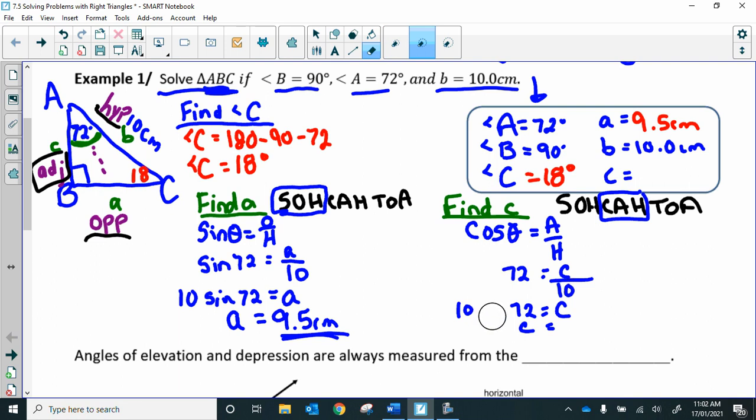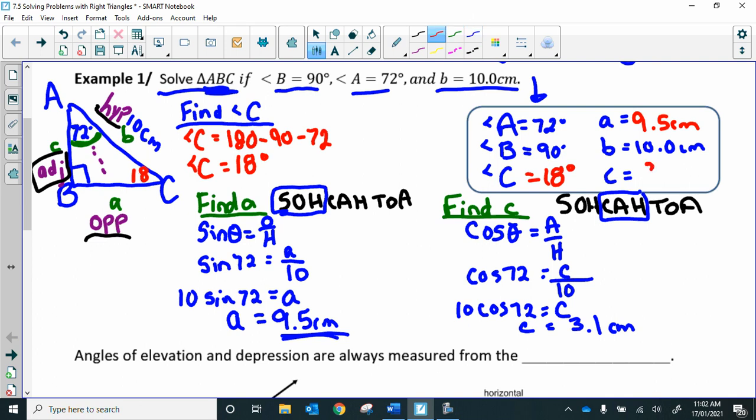I'm sure you guys are screaming at the screen. This one's cos. Okay, 10 times cos 72 equals, and that's going to be 3.1 centimeters. Make sure you fill that in my box.